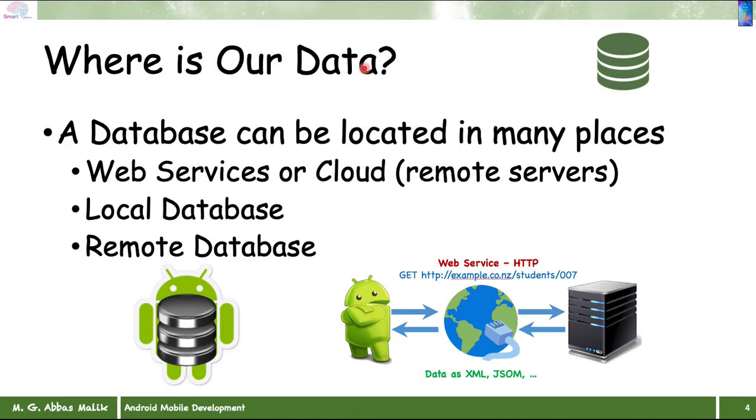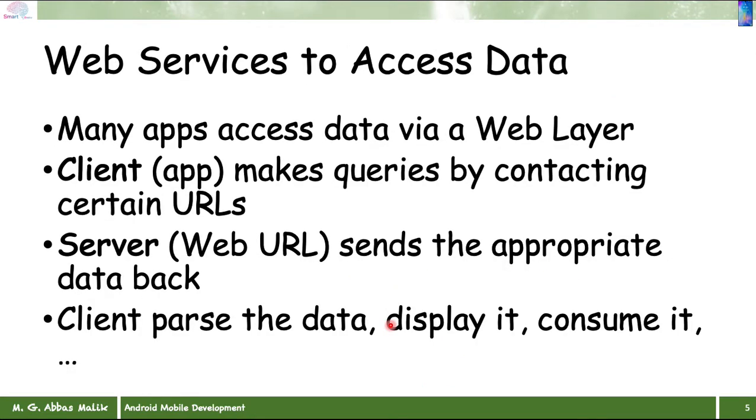So again, data is coming from multiple sources. Data can come from the local databases. Data can come from our file system. Data can come from a remote source. So a database can be located in many places: web services, local database, remote database. Right now we are trying to connect with some web service, and then we are going to collect the data back into our Android application and use it.